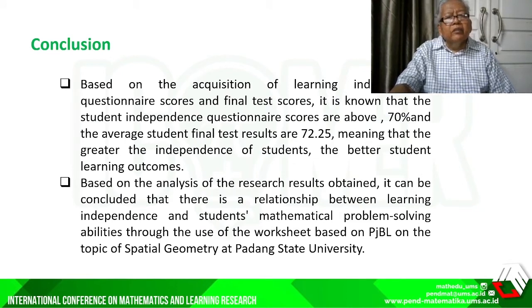Conclusion: based on the equation of the learning independence questionnaire scores and final test scores, it is known that the student learning independence questionnaire scores are above 70% and the average student final test result is 72.25, meaning that the greater the independence of the student, the better the student learning outcomes.